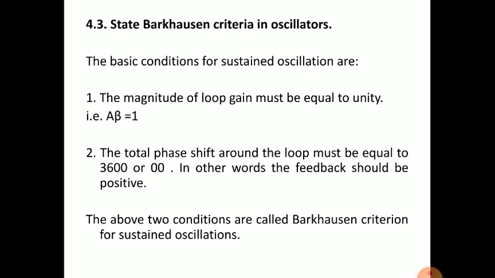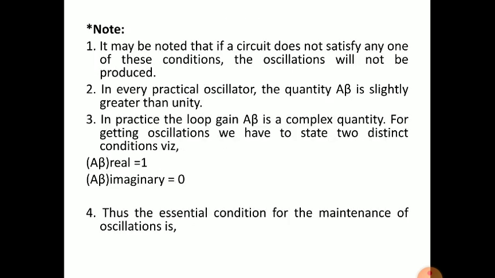This is a very important condition. They will come in competitive exams, and interview questions are also possible from this area. Okay, so A beta must be equal to 1, that is the magnitude of loop gain must be equal to unity. The total phase shift around the loop, that is from the transistor amplifier to the feedback and to the tank circuit, the overall phase should be 0 degrees or 360 degrees, multiples of 360 degrees. That is in phase. Signal should be in phase.